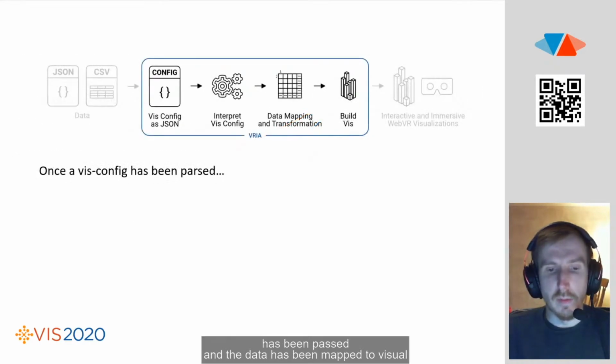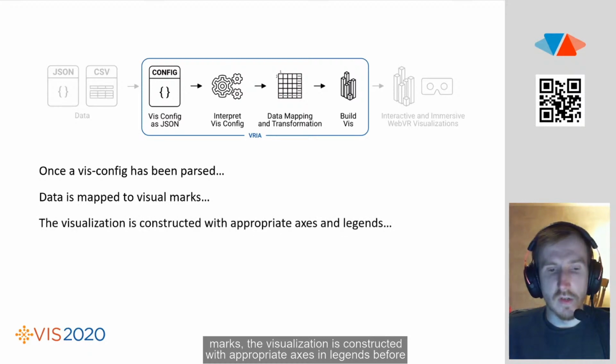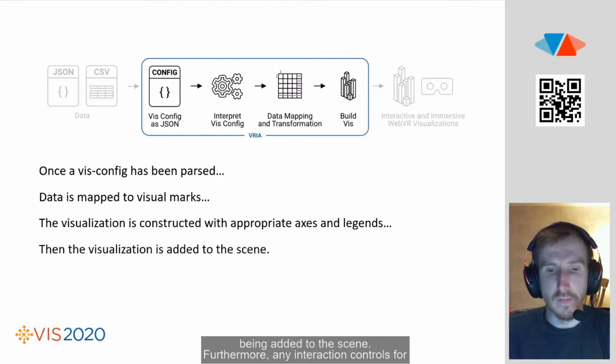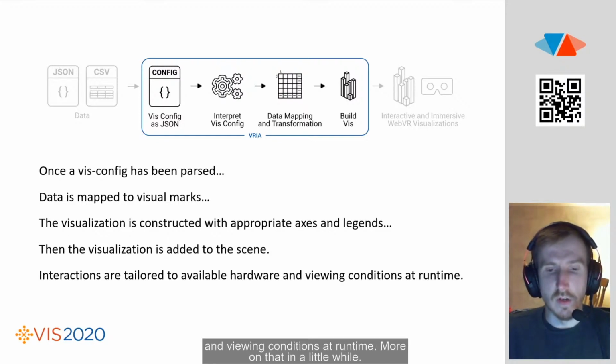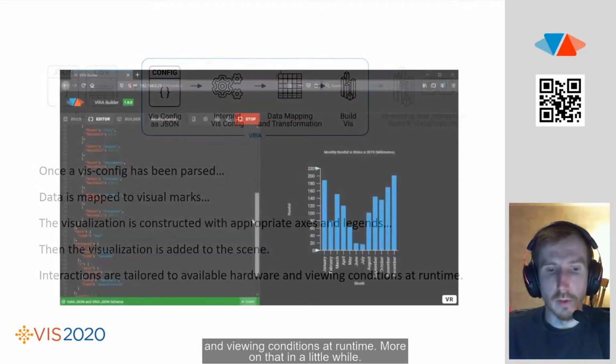Once the visconfig has been parsed and the data has been mapped to visual marks, the visualization is constructed with appropriate axes and legends before being added to the scene. Furthermore, any interaction controls for filtering and detail on demand operations are tailored to the hardware and viewing conditions at runtime. More on that in a little while.